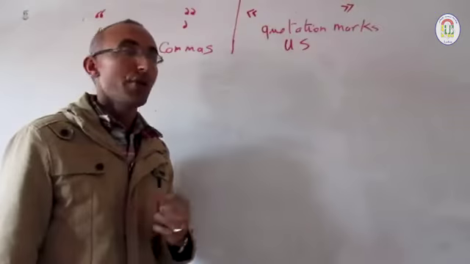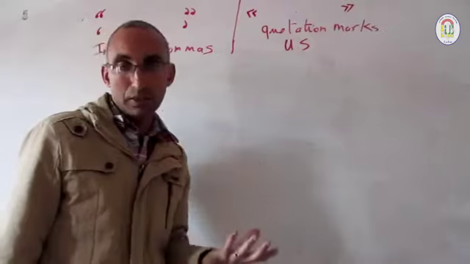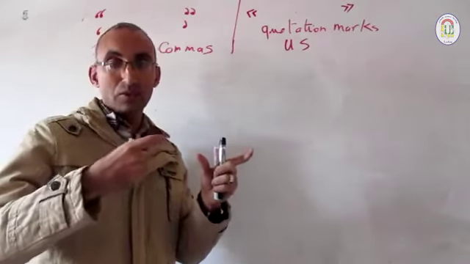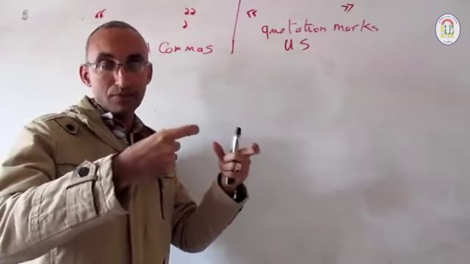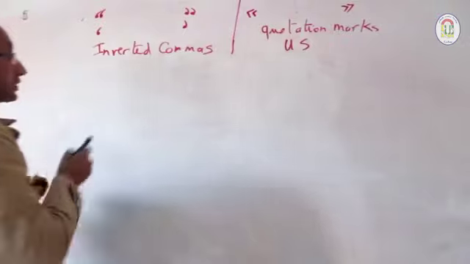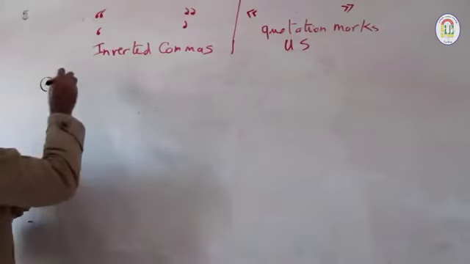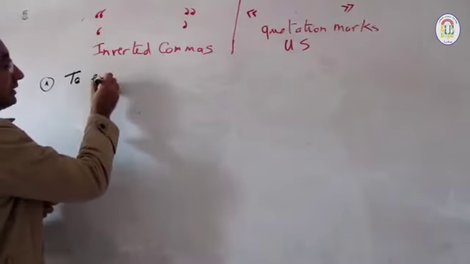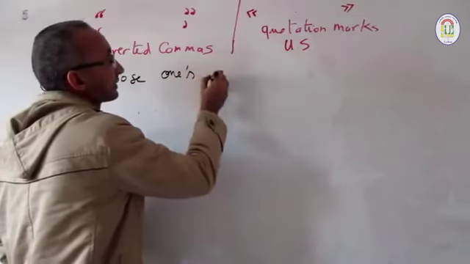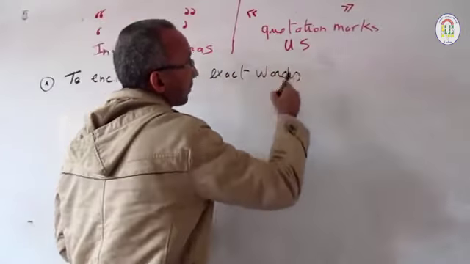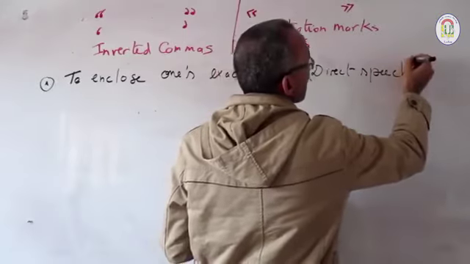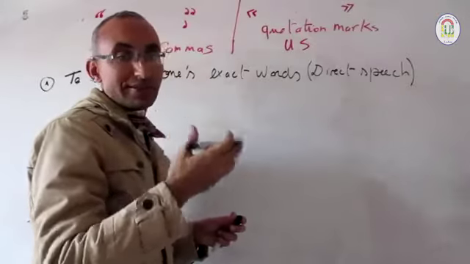How about the use? As we said before, when we want to report or retell the same words of a person, we always enclose his speech within two quotation marks. For example, first use, number one: they are used to enclose, which means contain, one's exact words, or simply to enclose the direct speech, whether it is a statement, a question or even an exclamation.